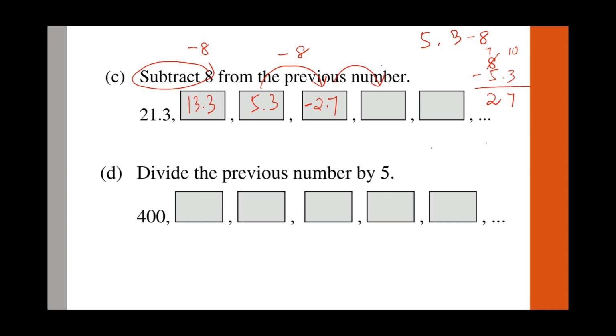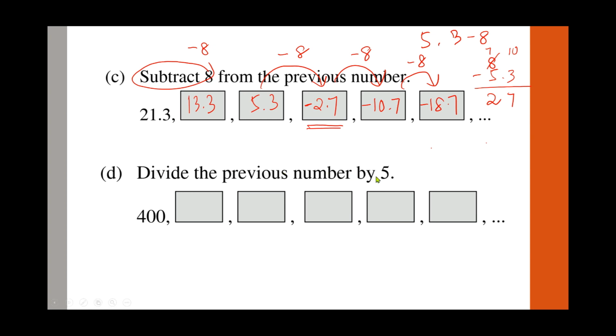Negative 2.7 minus 8. This one is easier because both have the same sign. Can you tell us the answer for the next one? Negative 10.7. Very good. Same sign, copy the sign, and then you add the numbers. What about the last one here? Minus 8. Negative 18.7. Yes, you are right. So the last two parts are easy. Only this part here, you have to make sure you deduct properly. Okay, now we move on to D.